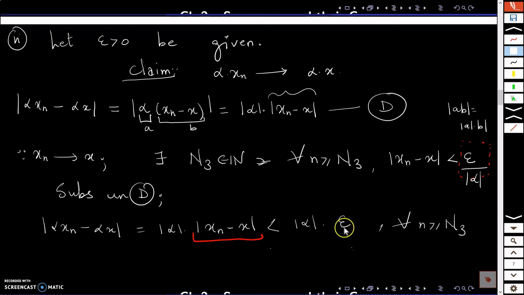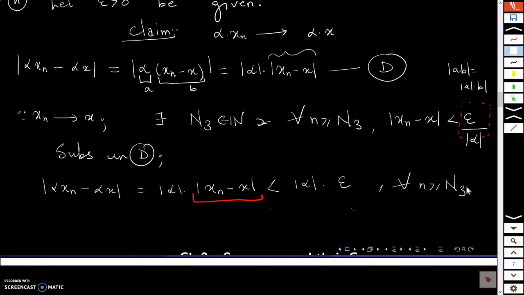But then comes one more difficulty. What if alpha is 0? If alpha is 0, then I cannot divide epsilon by mod alpha because this will be 0, and hence epsilon by mod alpha will not be well defined. If alpha is non-zero, then no issues, I can divide it by mod alpha. So what you can do, I will simply add 1 here.